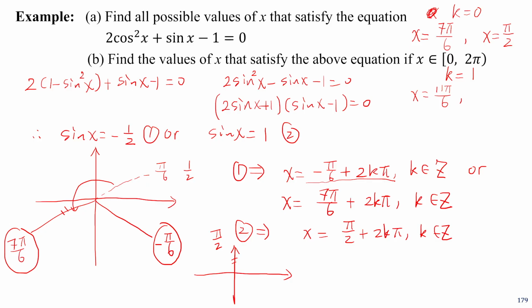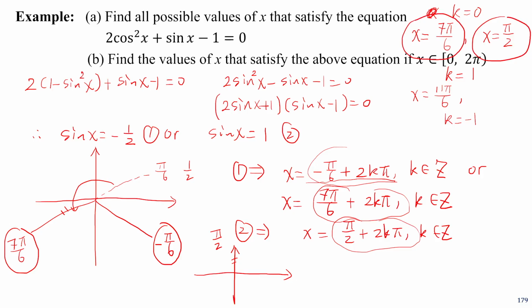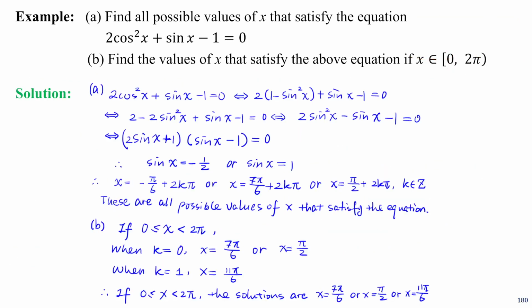Then consider the other side, k equals negative 1. So this value is less than 0, and the next one is also less than 0, and this one is less than 0. So we do not test any value that is less than 0. So the only solutions are these three: x equals 7 pi over 6, a half pi, or 11 pi over 6. Did you get it? So have a look at the solution here. This is a nicer way of writing the solutions, okay?